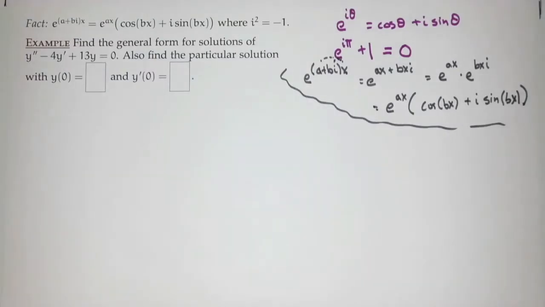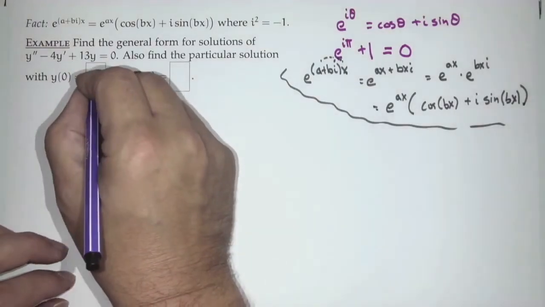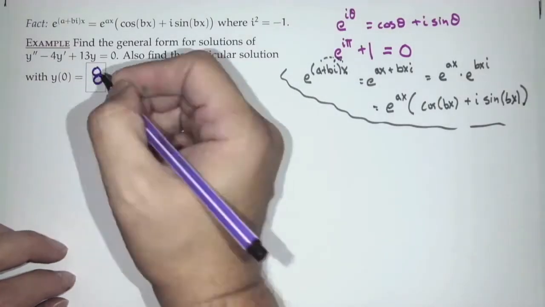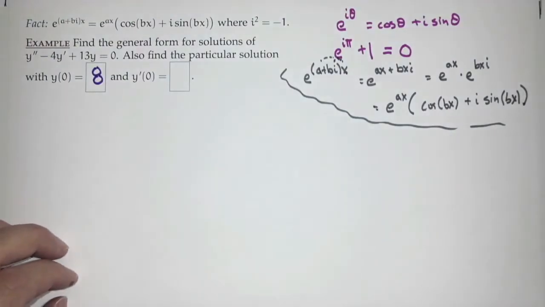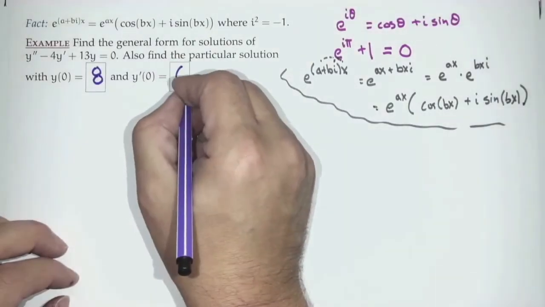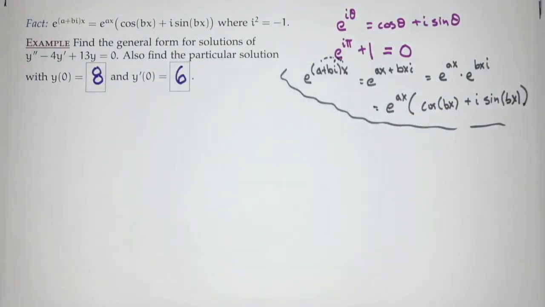Find the general form for solutions of y double prime minus 4y prime plus 13y equals 0. Also, find the particular solution where y of 0 equals something and y prime of 0 equals something. So let's fill in the boxes. What do you want in the first box? 8. Wow, someone was just like, I've been waiting for this day. I'm ready for it next time you ask. 8. Okay, what's going in the second box? 6.